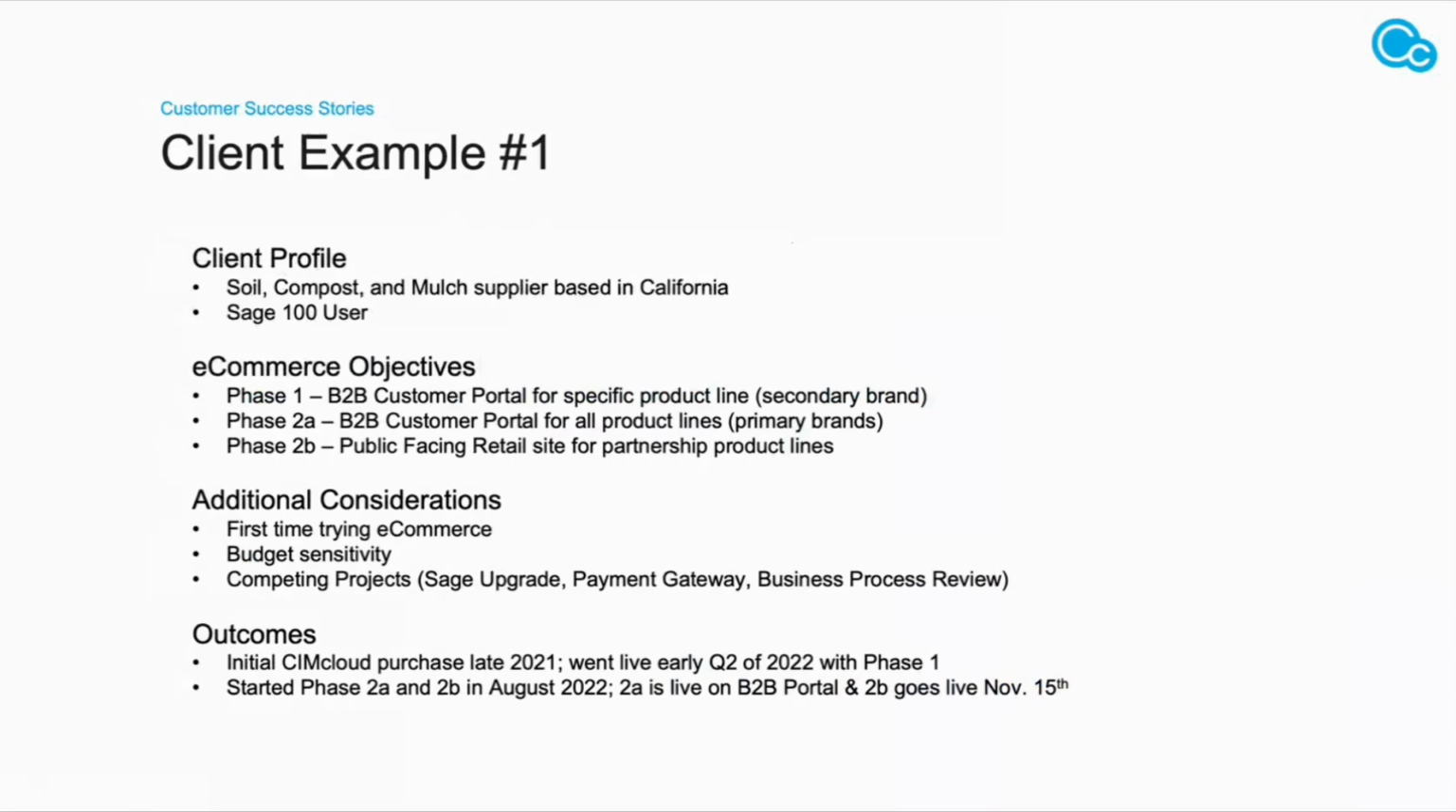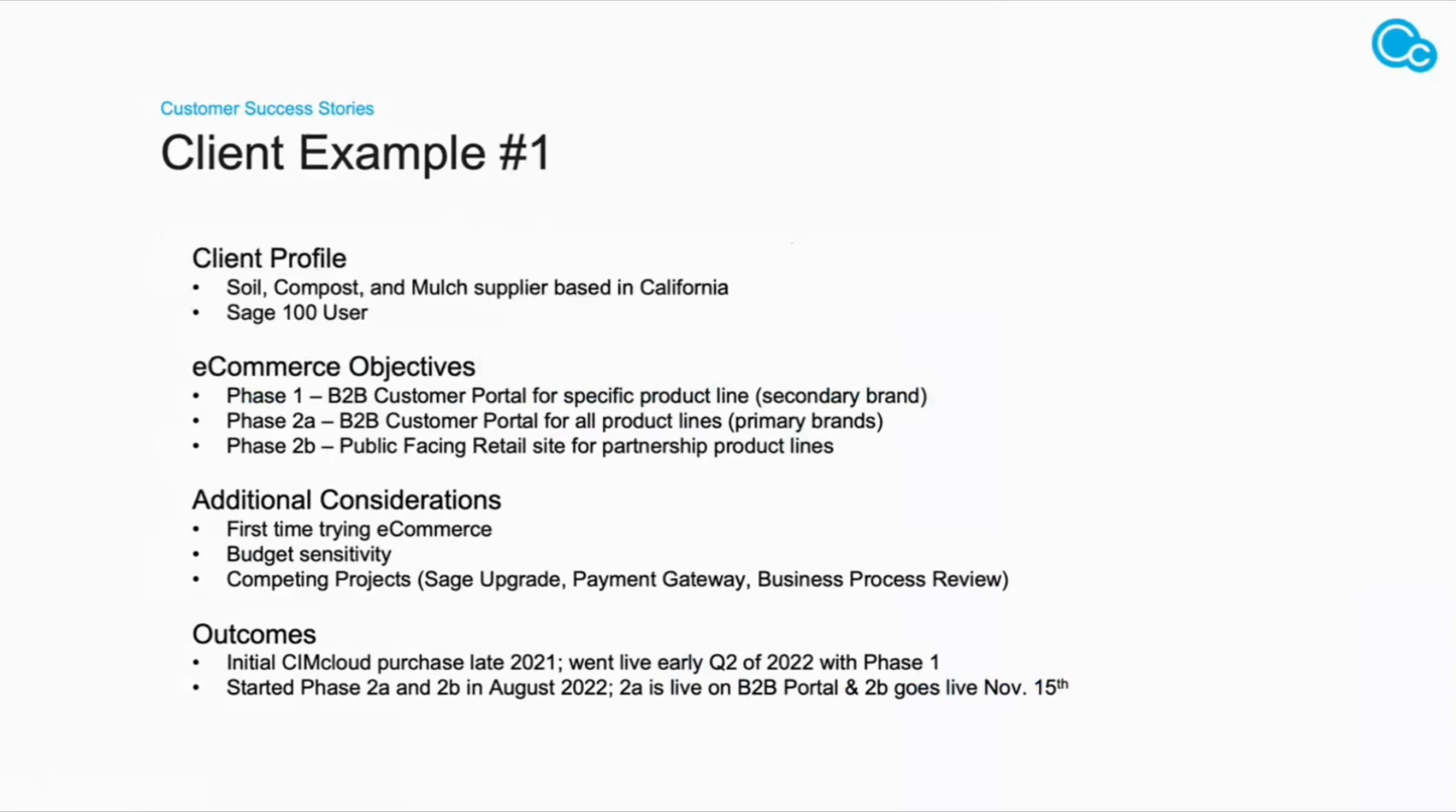And the outcome. So this was sold late 2021. I think that the project kicked off in December of 2021. So they went live, I think, end of March, early April. So early Q2, late Q1. With their customer portal with the limited product line offering. Between there and August 2022, they kind of focused on stabilization, improving the platform as is. And then what we did was basically rolled in the additional product lines. That's 2A, that was the easy part.